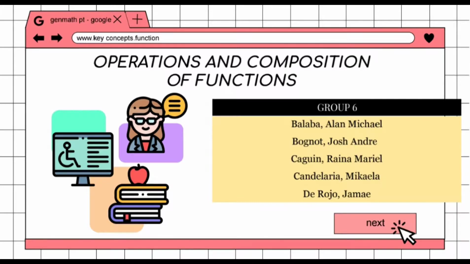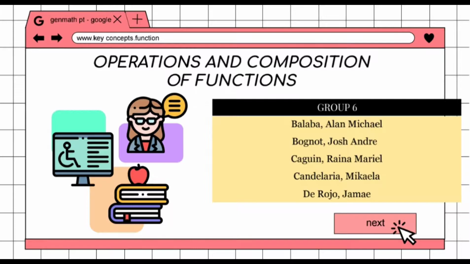Hi, I am Jumaida Rojo and I am here to present to you the performance task of the 6th group, Operations and Composition of Function.